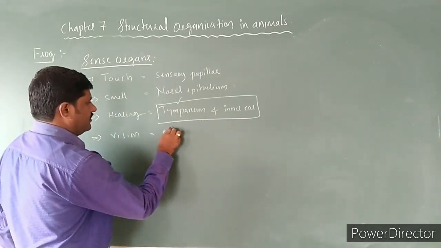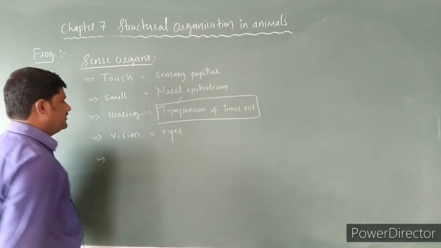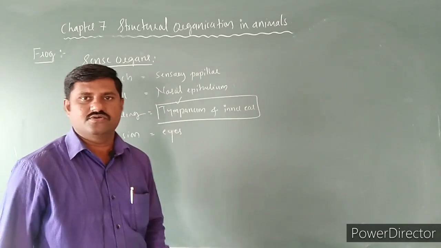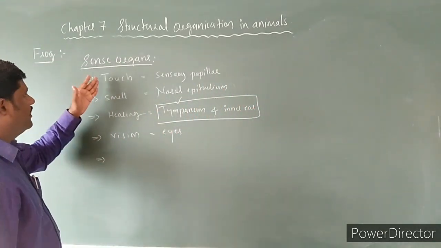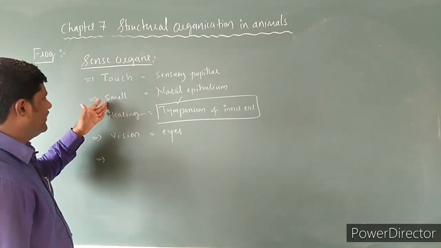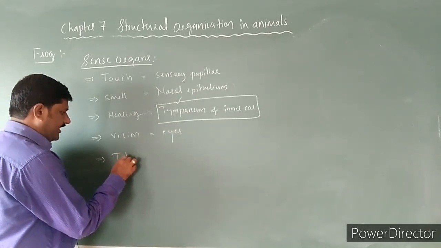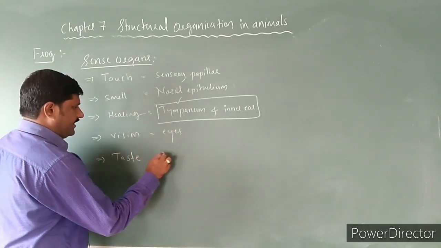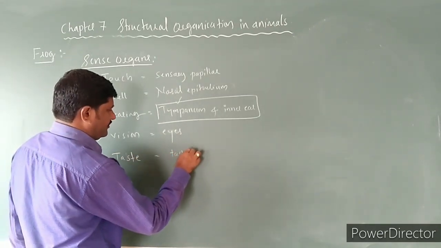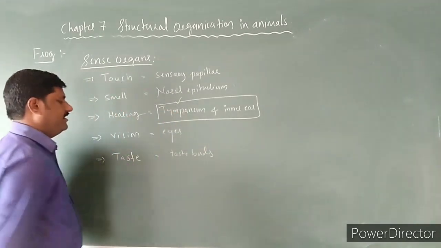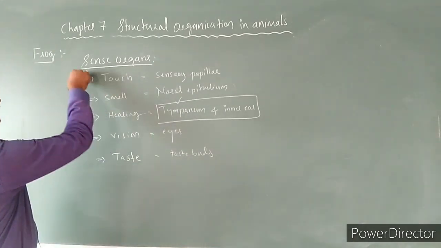So here, eyes. Eyes are the organs which help for vision itself, right? So this is how: organ of touch, organ of smell, organ of hearing, organ of vision, as well as taste. Taste organs are also there, that is, taste buds are here. Taste buds are also here.